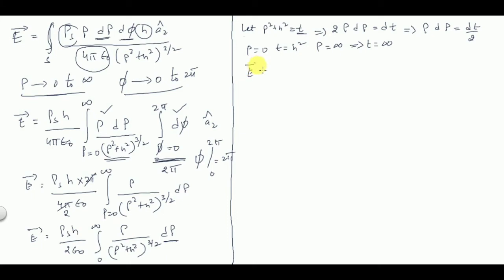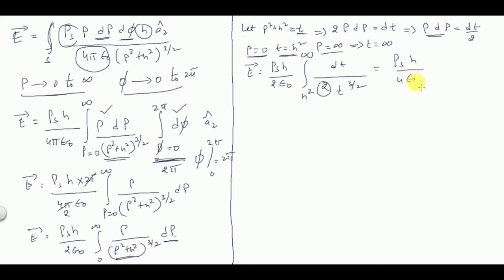Okay, so E bar is equal to rho s into h by 2 epsilon naught into integral 0 to infinity. When rho is equal to 0, what is the value of t? T value is h square. When rho is equal to infinity, then t value is also equal to infinity, right? So rho d rho can be written as dt by 2 into (rho square plus h square). Rho square plus h square is t, so it will be t power 3 by 2. So this 2 is also a constant, you can write outside the integration.